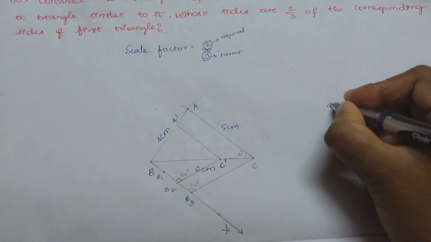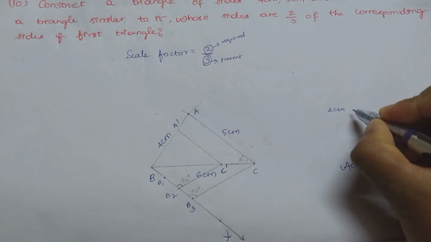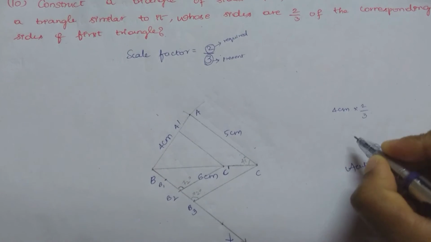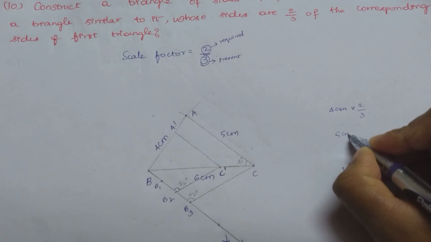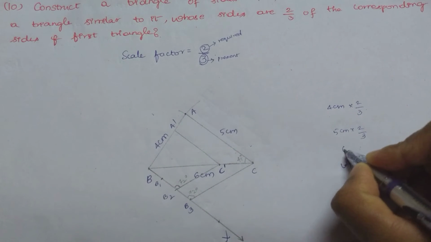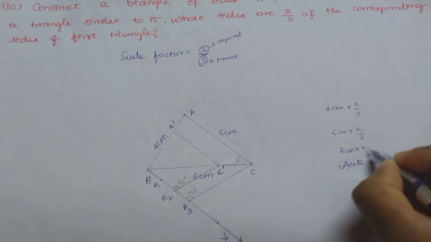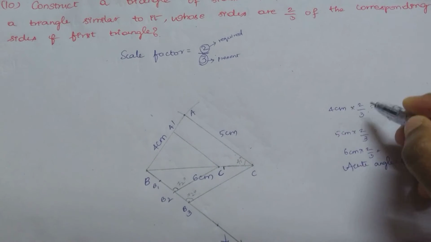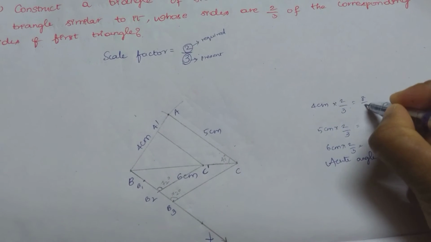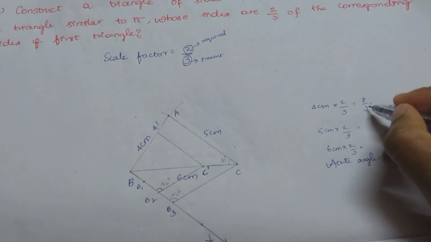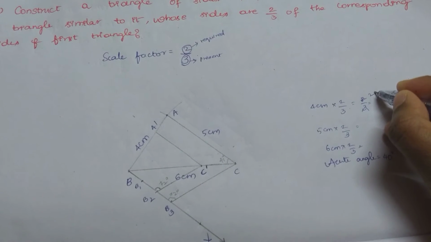For explanation, I'm telling 4 centimeters into 2 by 3, again 5 centimeters into 2 by 3, 6 centimeters into 2 by 3. So let's see what we get. So 4 into 2, it is 8 by 3. It means 3 ones are 3, 3 twos are 6.